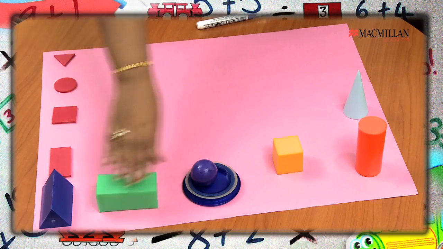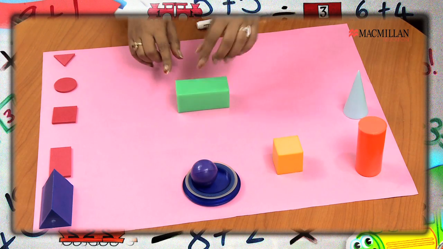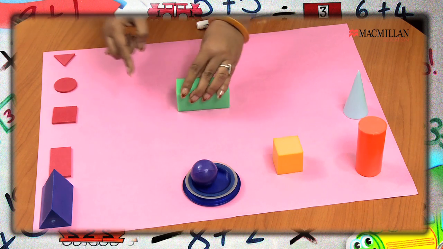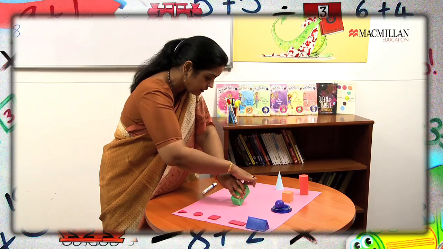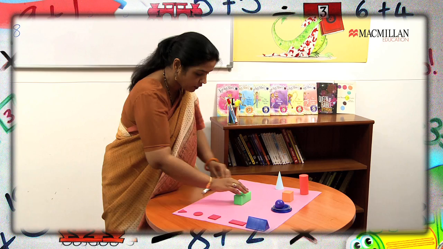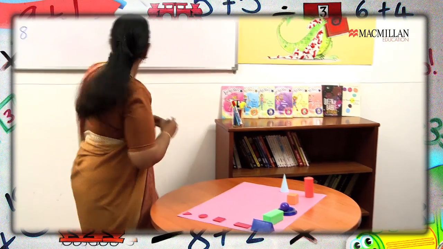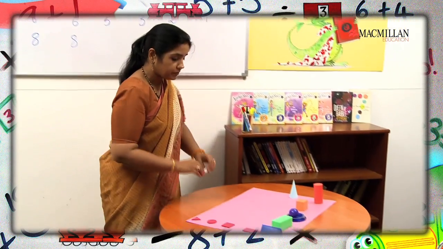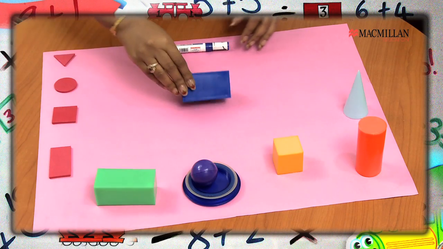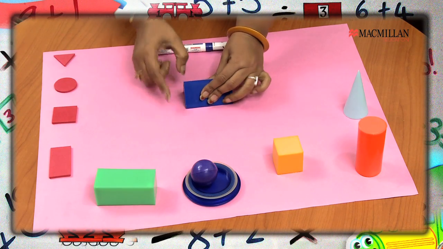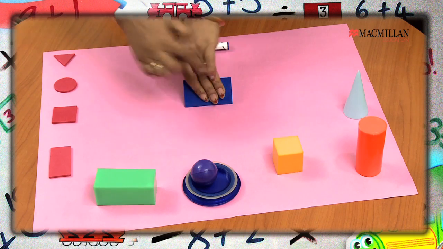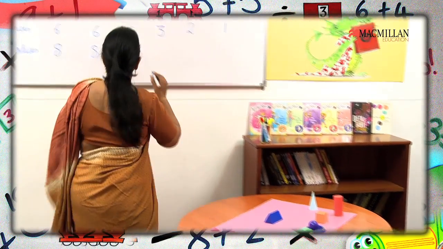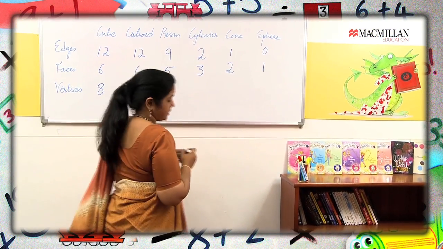Let's check out the cuboid. Again 1, 2, 3, 4, 5, 6, 7, 8. So a cuboid has again 8 vertices. Let's check the prism too. 1, 2, 3, 4, 5, 6. So prism has 6 vertices.